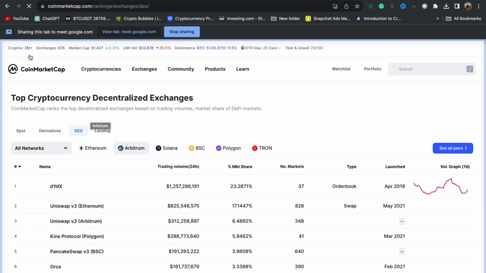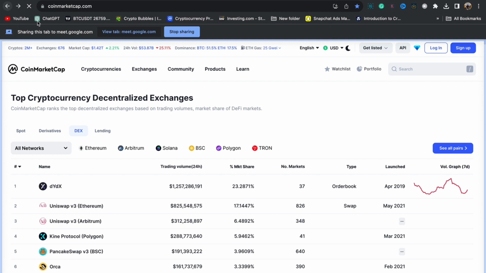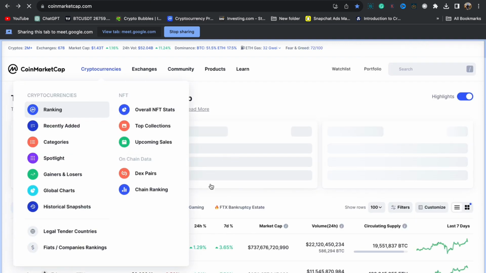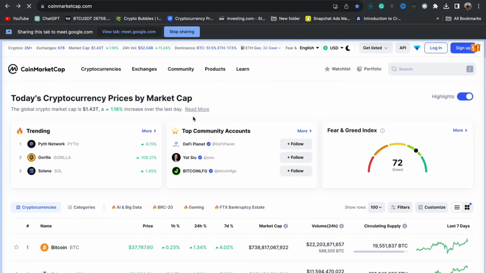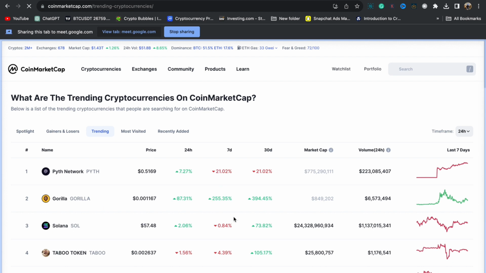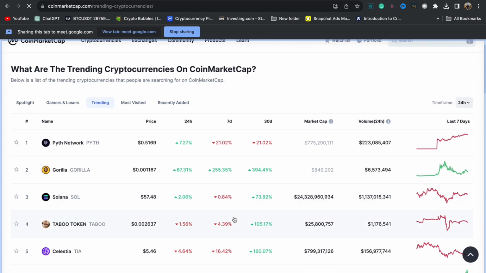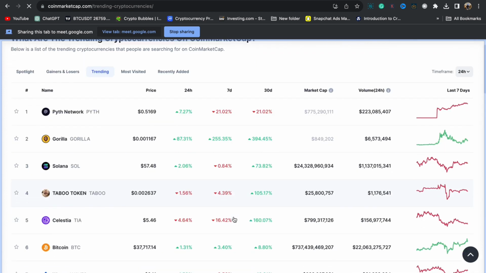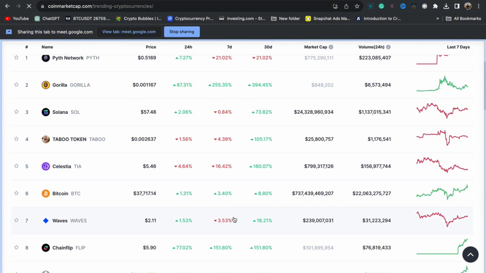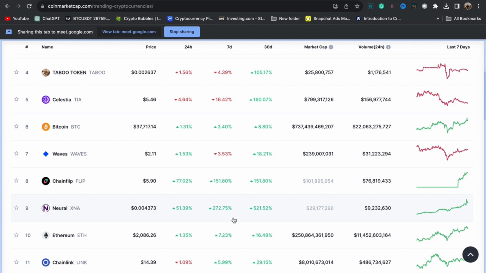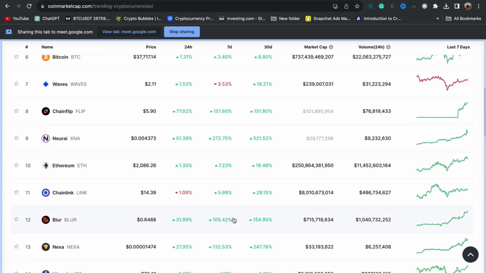Okay, let's go back. Then we are going to click on the trending section. Okay, let's allow it to load small. So when we click on the trending section, now these are the coins that people are currently trading. Before you select a coin, make sure it's listed on Binance and Bybit. So all these coins, they are listed on Binance and Bybit.